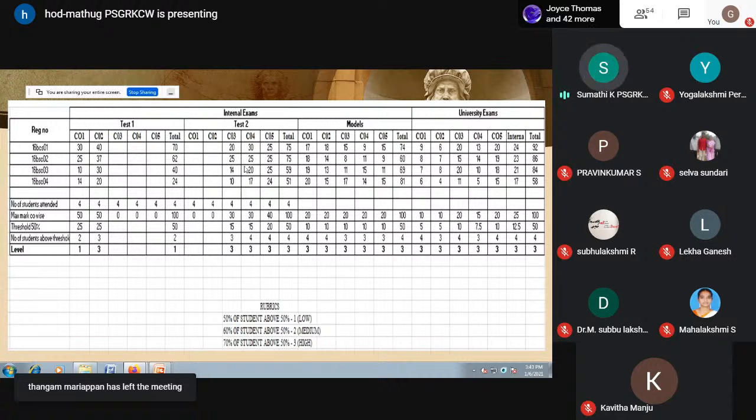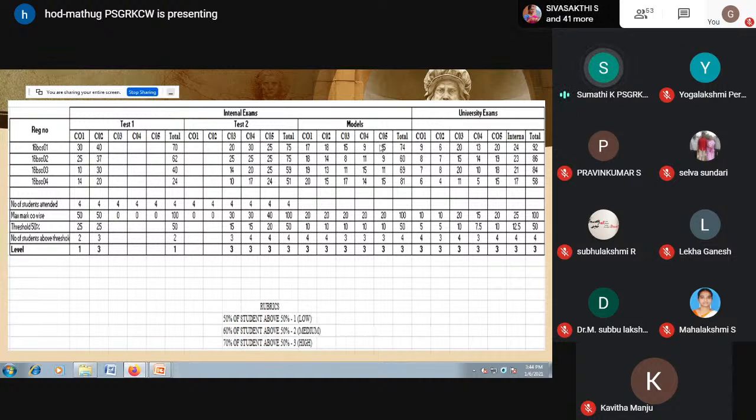Likewise, for test 2, I have asked questions only relevant to CO3, CO4 and CO5, because in the first test I ignored CO3, CO4 and CO5. Therefore, in the second test, I have not included questions on CO1 and CO2. Instead, I have included questions on CO3, 4, 5. So all the 5 course outcomes are given equal weightage in my test papers. Whereas the model examination is for the entire portion. Therefore, I have given questions on CO1, CO2, CO3, CO4, CO5, all of them.